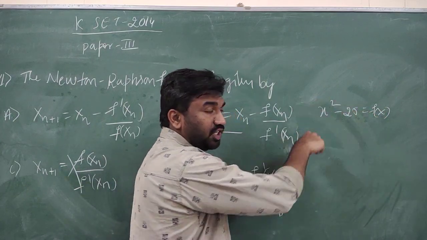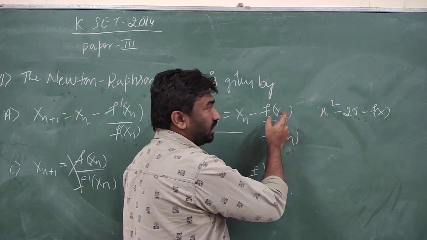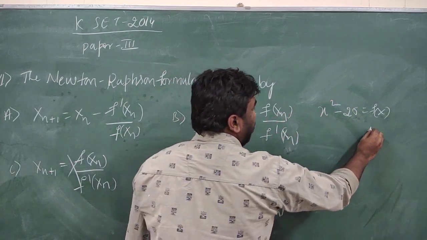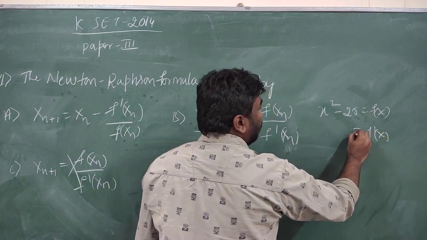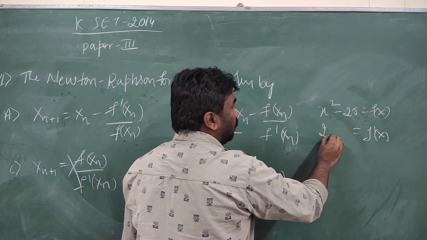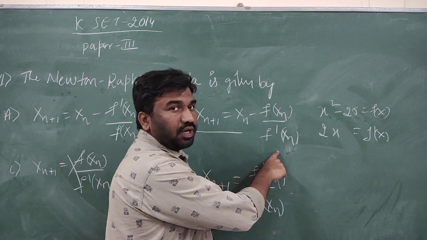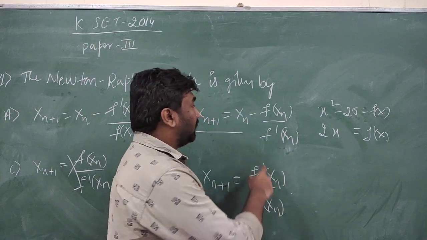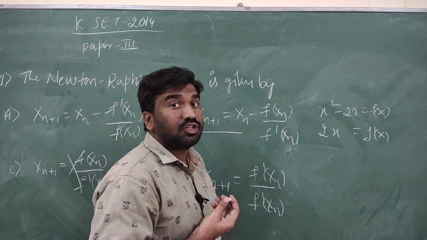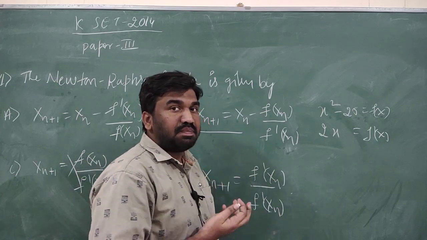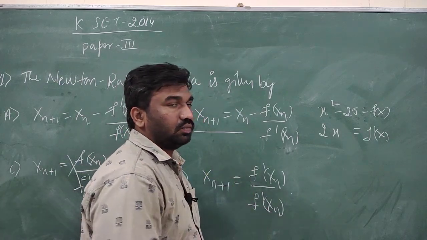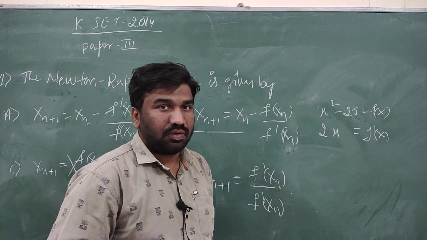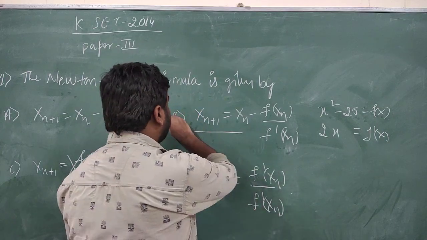If you substitute that initial guess, the obtained answer is f of xn. And f dash of xn means if you differentiate this function, you will get 2x. So that you have to substitute here. Okay, and xn is the initial guess we have chosen. That initial guess must be very near to the root. You have to choose that type of a solution. Okay, so option B is correct.